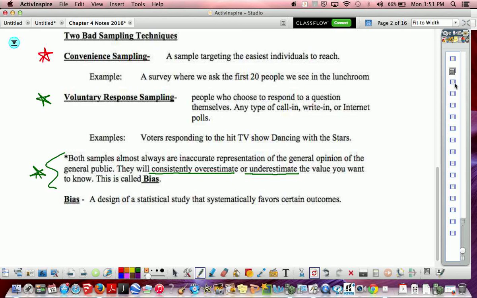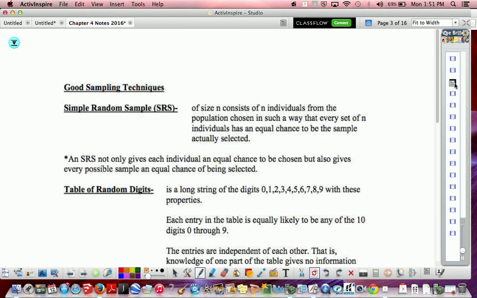Just like that. We're already halfway done with today's notes. No way. Yeah. What? I know.